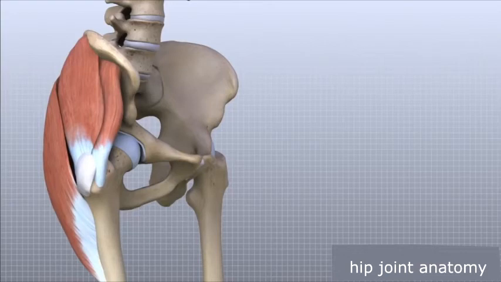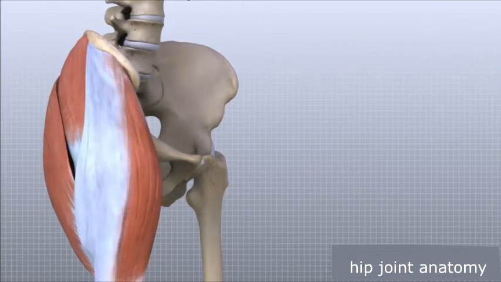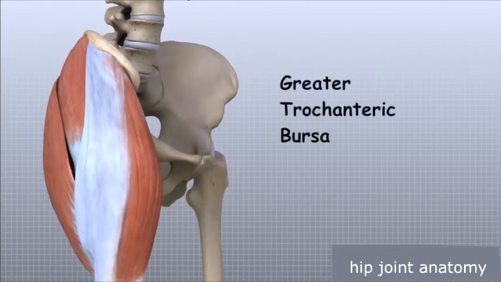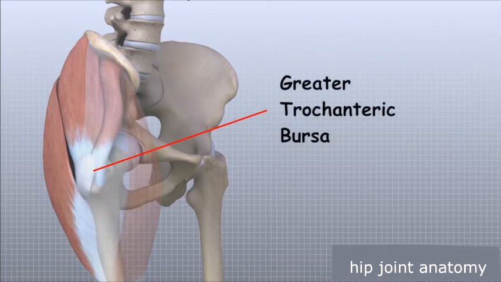This bursa is present between the greater trochanter and the muscles which cross the greater trochanter. This bursa, called the greater trochanteric bursa, can get irritated and inflamed. This condition is called trochanteric bursitis.